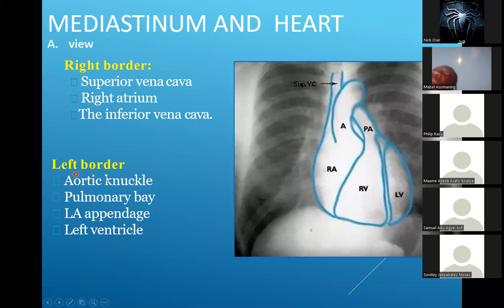Now, these are the aortic knuckle. Of course, the aortic knuckle can be prominent. I'm sure another X-ray will show it. The pulmonary bay, the left atrial appendage, the left ventricle. These are what we've described on the various borders. This is the left ventricle on the left border, the right atrium on the right border.